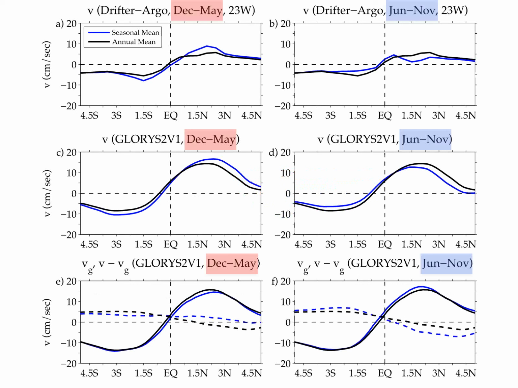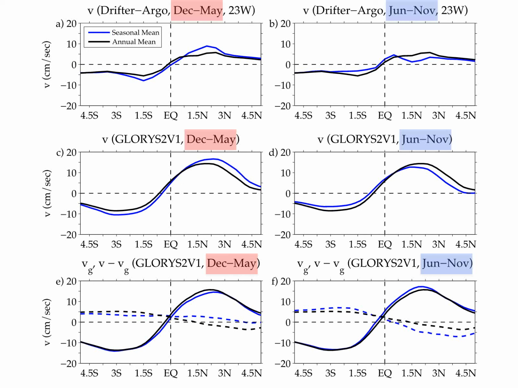Okay, so this is all at 23 West, near surface currents. The left panels are December through May. The right panels are June through November. The blue shows you the seasonal mean, so this is the December to May mean. The blue is the June to November mean. The black shows you the annual mean for reference.